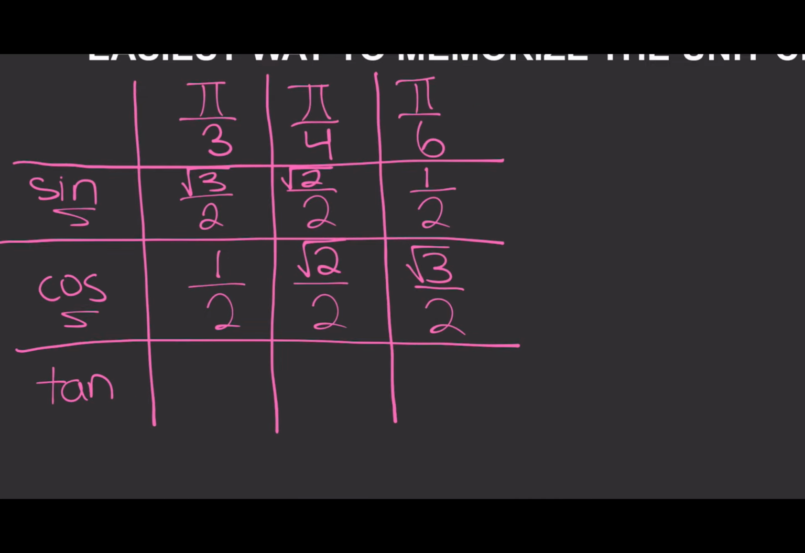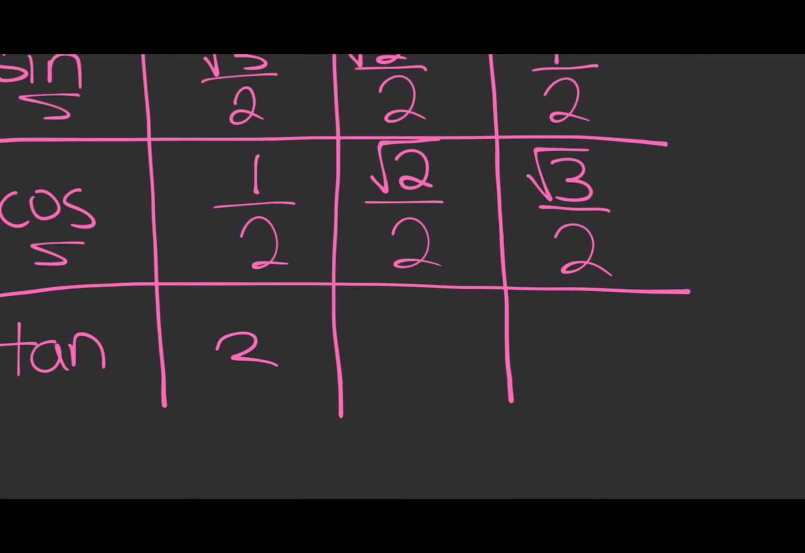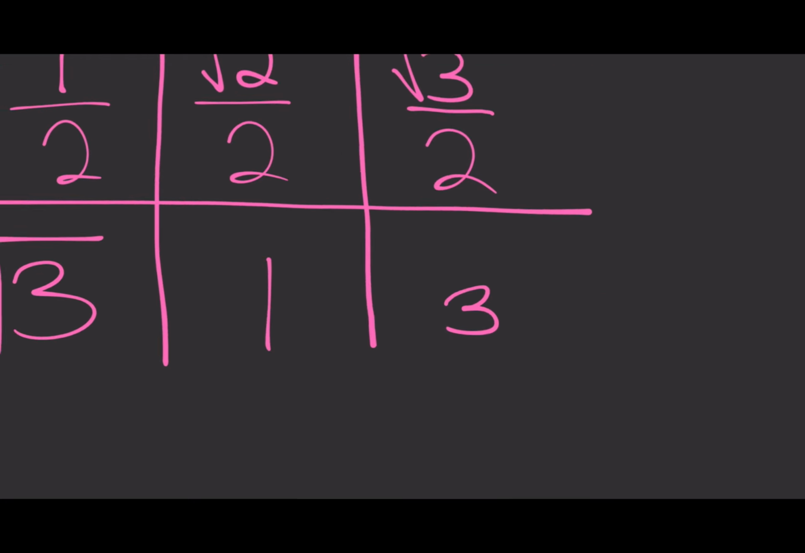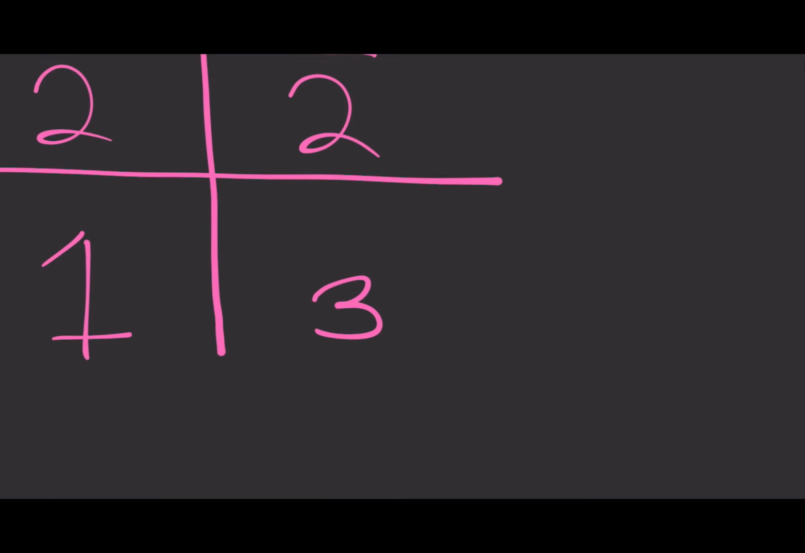Now for tangent, this might be the harder part to memorize. I'm just going to put 3, 1, and a little 3 here. So this will be under a radical. We leave the 1 because it's just going to be a whole number. And we're going to put this as a denominator, and we're going to put radical 3 on top.